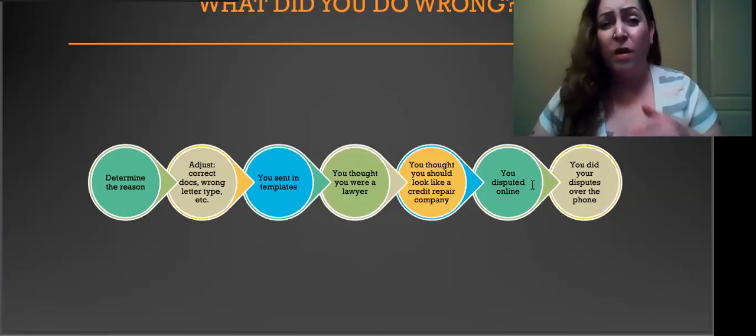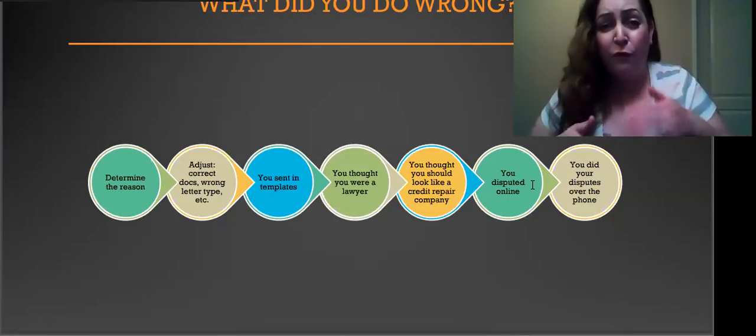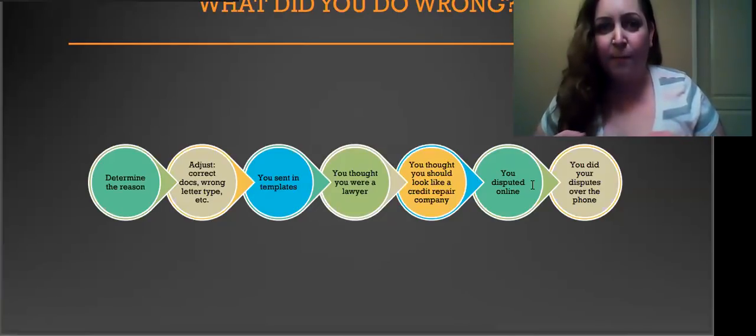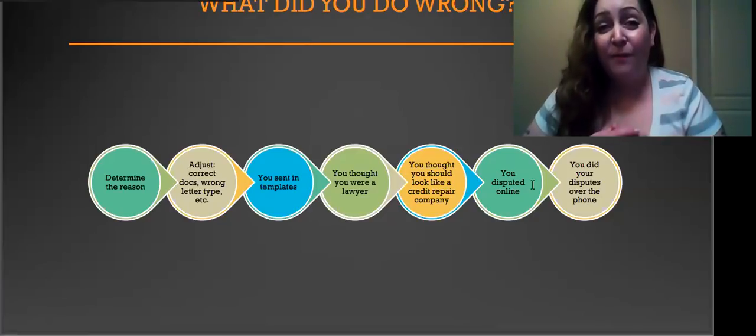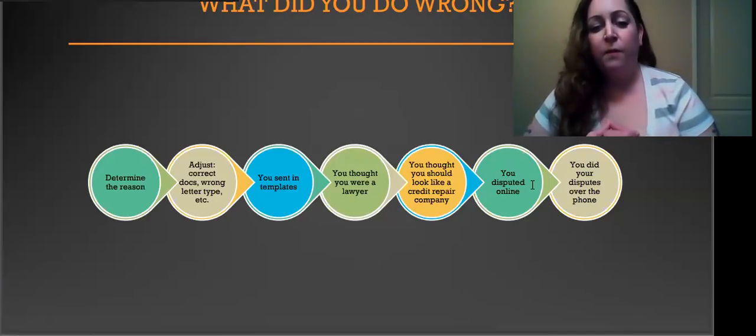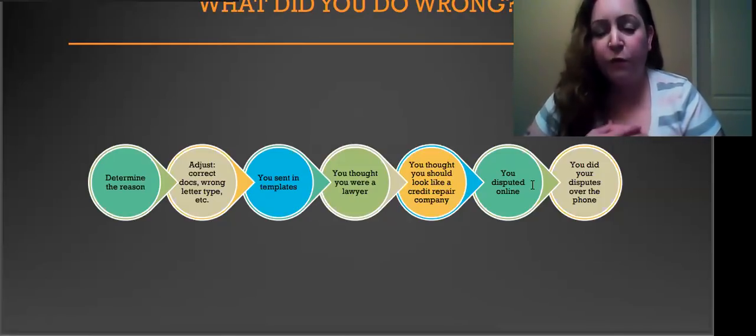A template is something that was not written by you at that moment, okay? I don't care where you got it, how you got it, whatever. If it's written by someone else or even written by you but used over and over and over again, it's a template, okay? You are using templates, and templates are not the way you get the results, okay? Another thing is that you thought in all your wisdom that you're an attorney and you're going to write like an attorney. Wrong, okay? So you also thought, well, if credit repair companies do this, then I can do it, right? So I'm going to write like I'm a credit repair company.